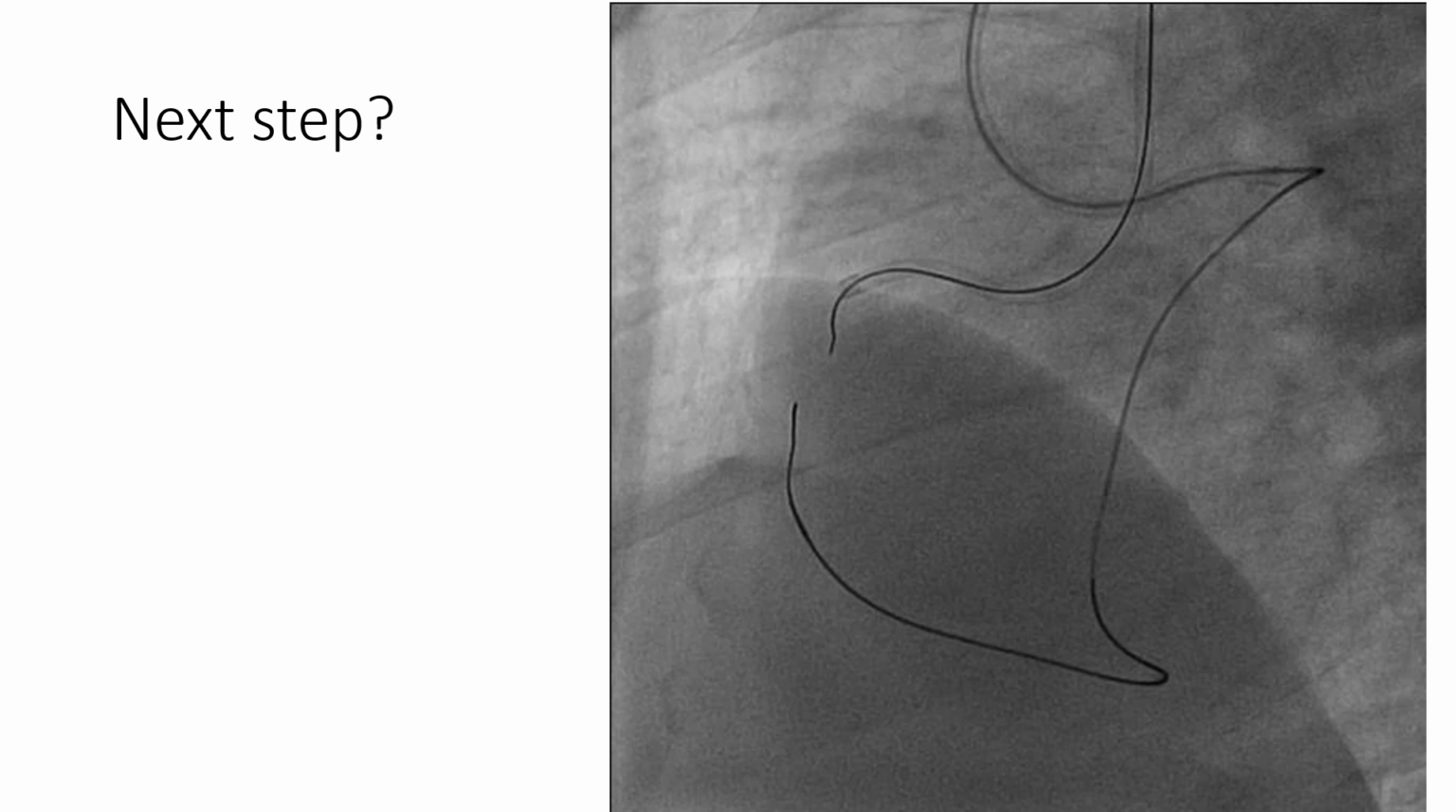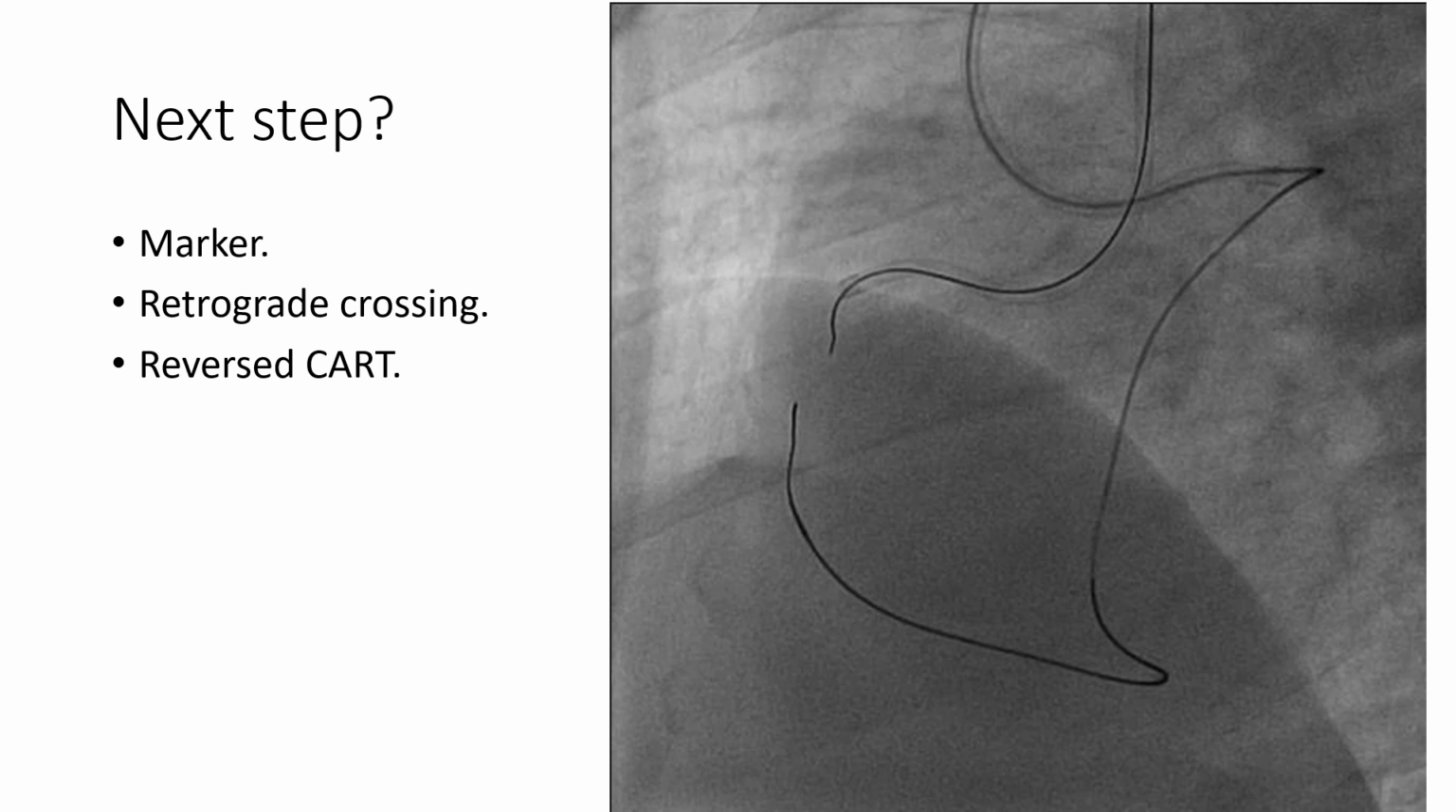Here we have several options. One is to use the retrograde wire as a marker for antegrade crossing. This is not always possible, and actually it's very rarely possible. The other thing is retrograde crossing from the distal to the proximal, going through the lesion, i.e. intimal tracking. And the third one is a reverse CART, where a dissection is done antegradely to create a false channel, and this one is crossed by a retrograde wire. Our preferred method is retrograde crossing whenever possible.